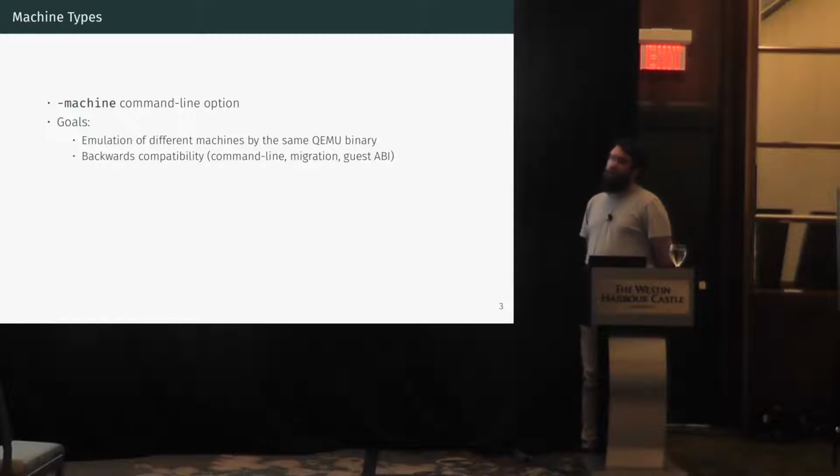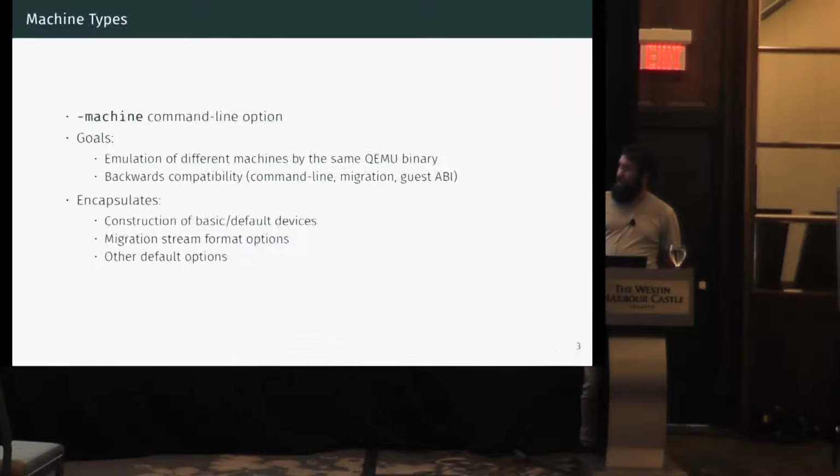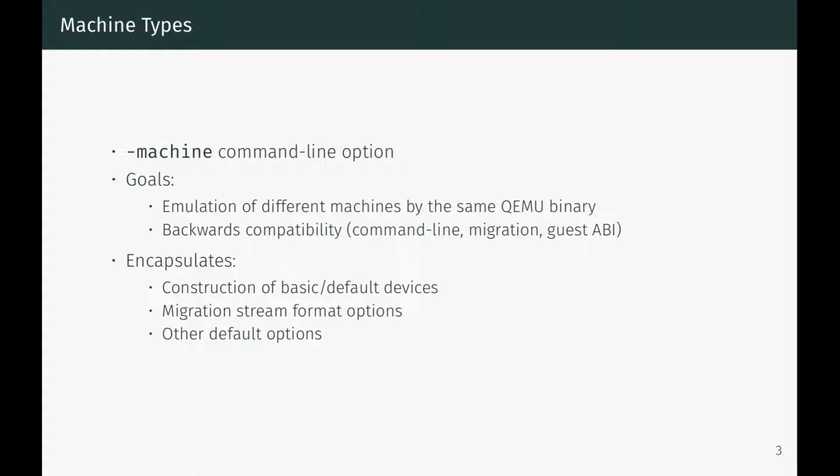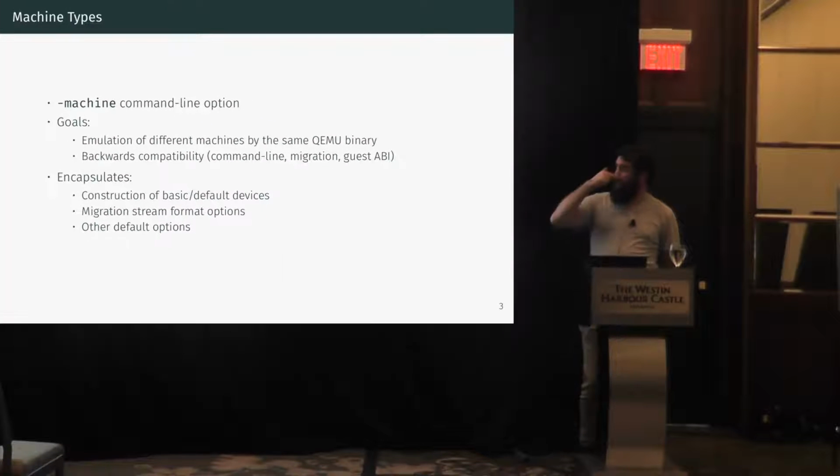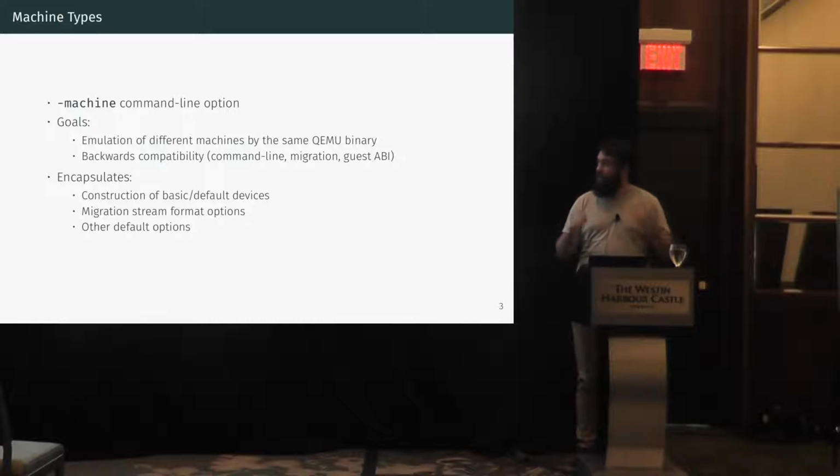That's basically keeping backwards compatibility regarding command line compatibility, migration compatibility, and guest ABI. So you could keep upgrading QEMU and keep all these things working. And they do that by hiding some things behind a machine type name. A machine type name encapsulates the construction of basic devices of a virtual machine. It encapsulates some options related to the migration stream, and lots of other defaults that you don't want to break when you upgrade QEMU. So it basically tries to hide everything behind a simple machine type name.